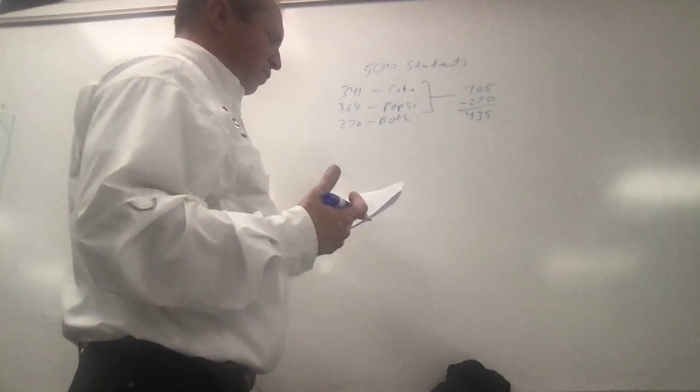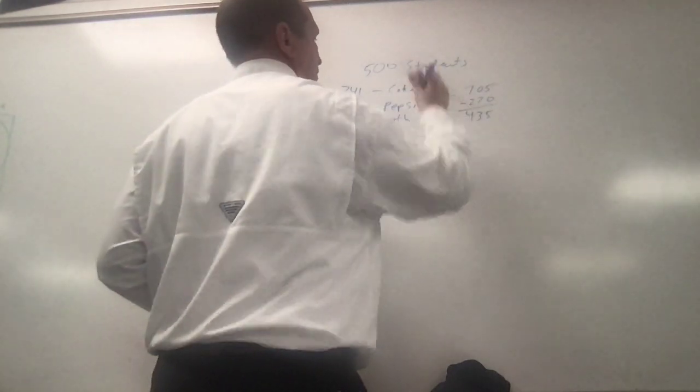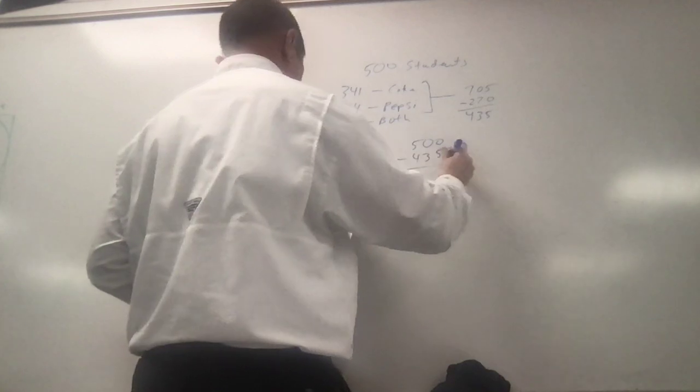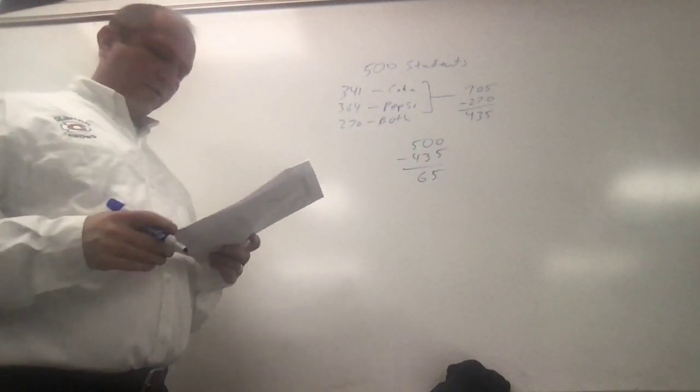So from that, if we want to know how many did not like either one of them, we take this 435 and subtract it from 500, and we see that 65 students liked neither one of those two.